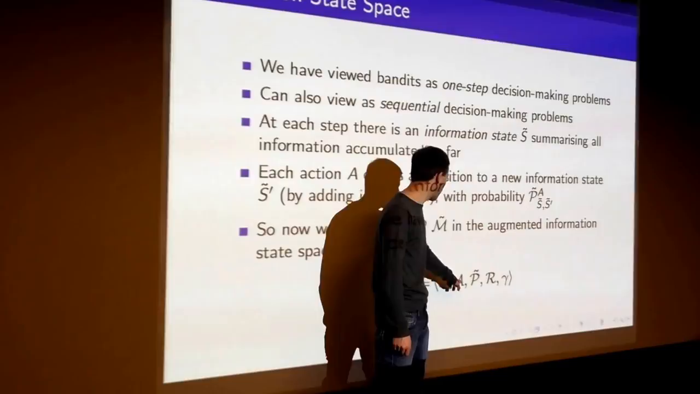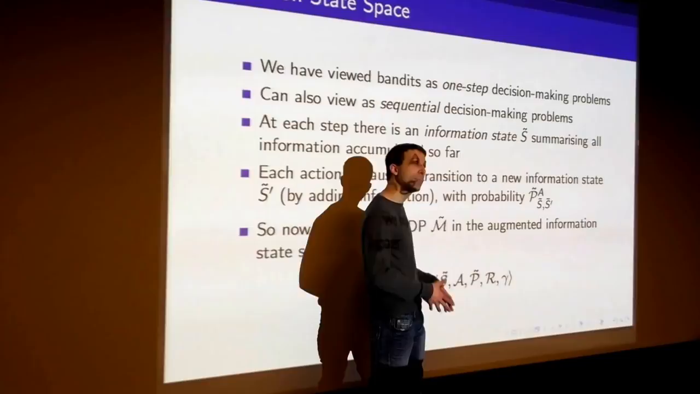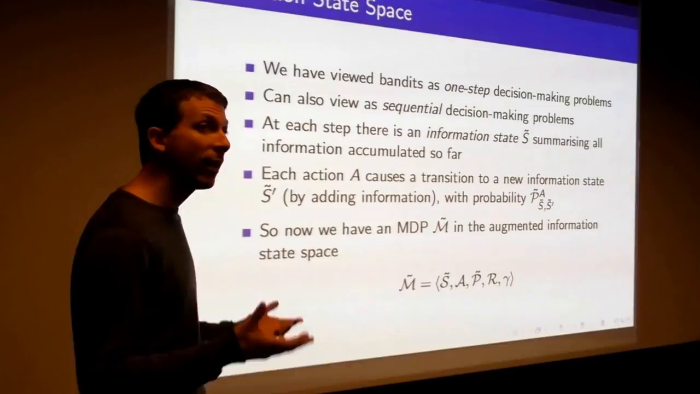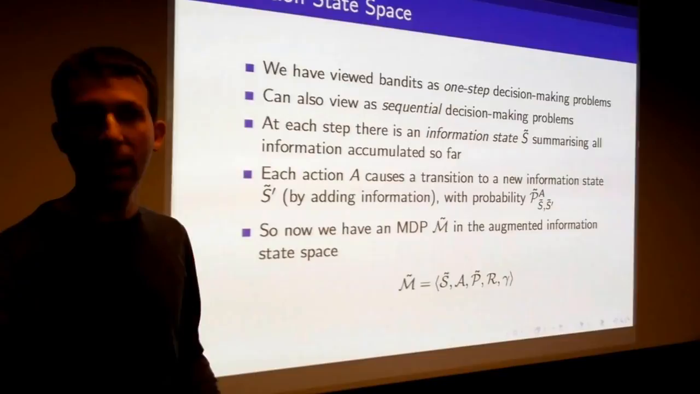We've augmented our action space and our reward space, our original bandit problem, which was A and R, we've augmented it to make an MDP, with this thing that takes us from information state to information state as we traverse this bandit, as we try different things. This is a very large MDP. This tells us about all the different possible information states we could be in as we start to explore this bandit.